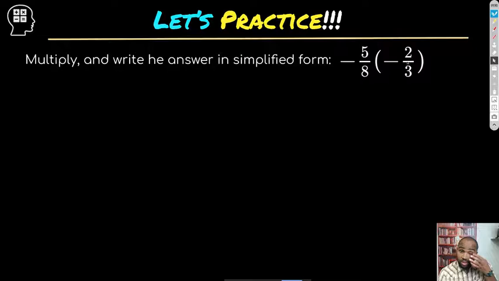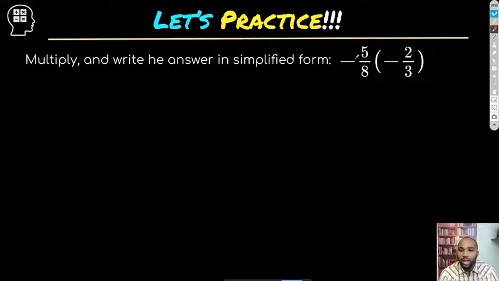Multiply and write the answer in simplified form. So I want to give us 3 practice problems before going on. Let's try this one. With the new rule we have, we don't want to draw a rectangular model and try to figure this out. Let's take the rule that we have to multiply this.